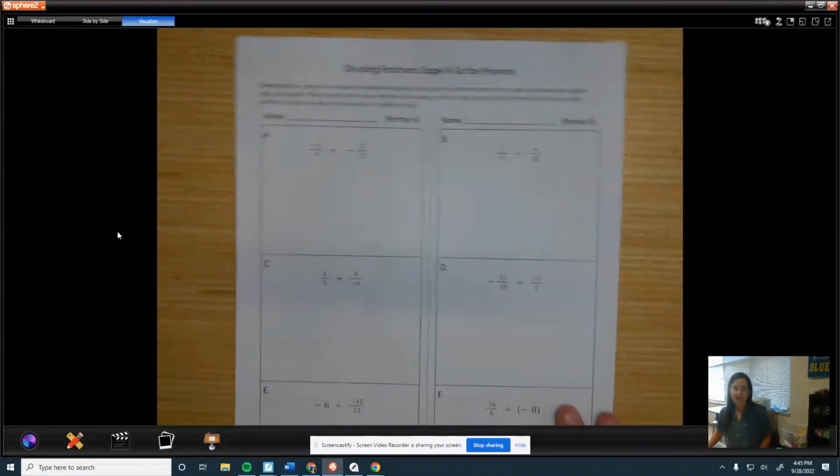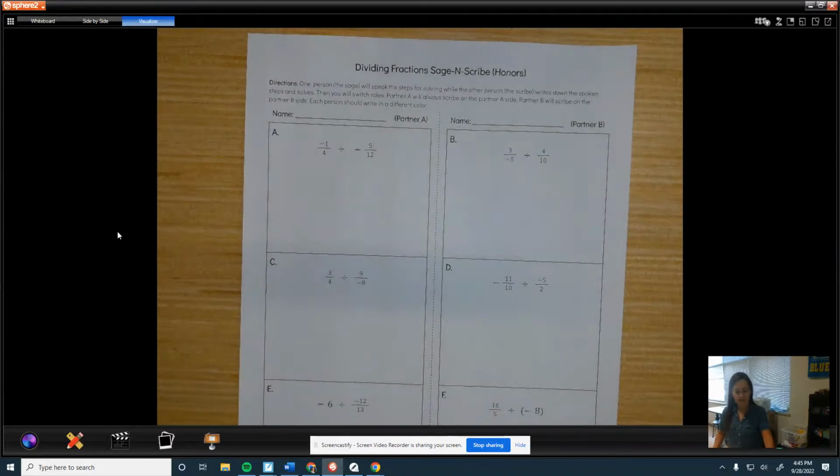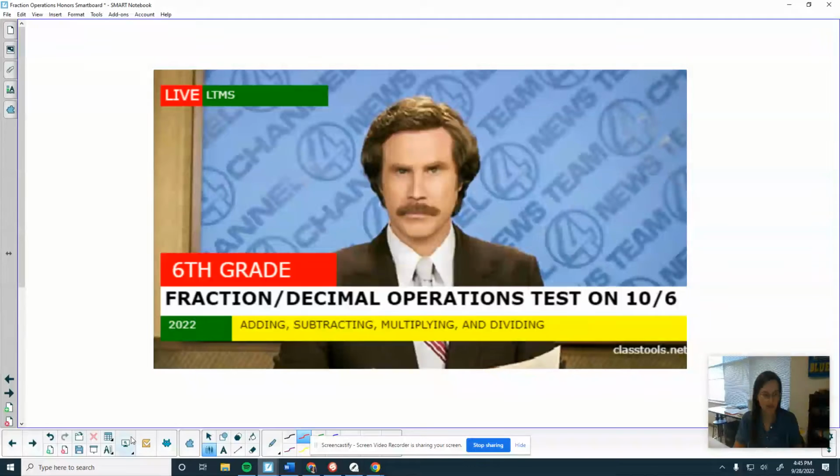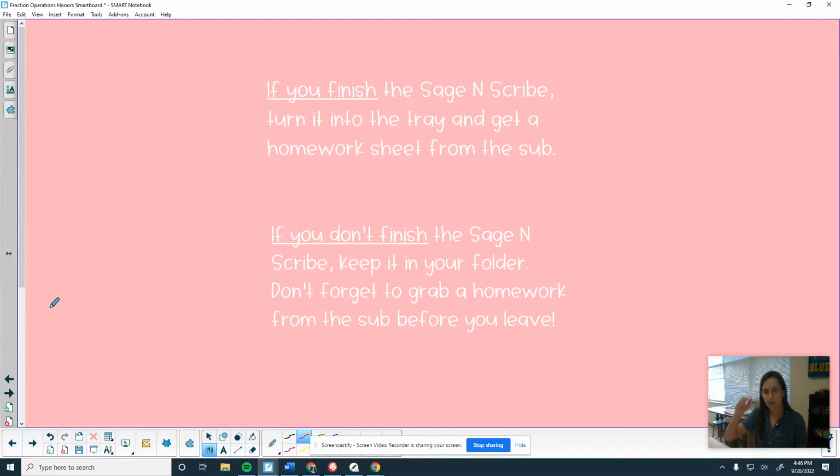So you might not have time to finish the whole thing, but see what you can accomplish before the end of class. You can leave these directions on the board. So if you finish the Sage and Scribe, you can turn it into the tray and get a homework sheet from the sub. If you don't finish, just keep it in your folder so you can finish it another time. But don't forget to grab a homework before you leave. It is a dividing fractions worksheet.